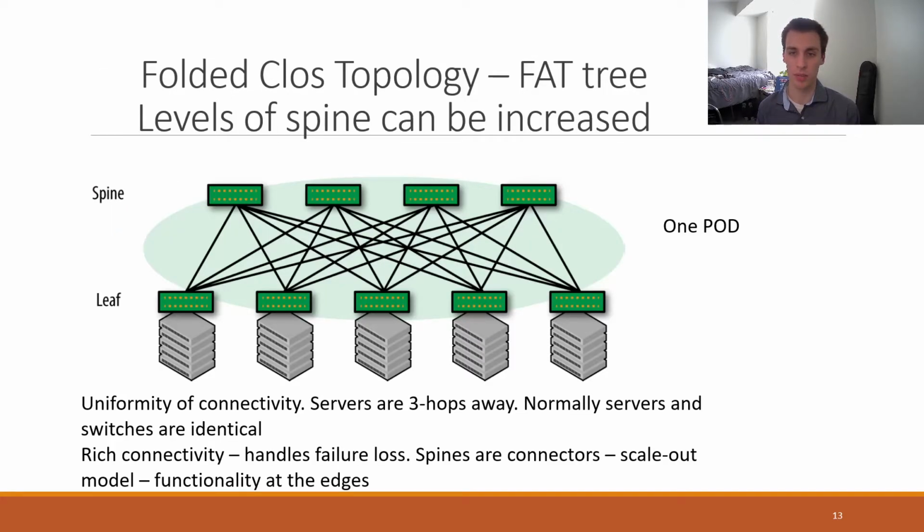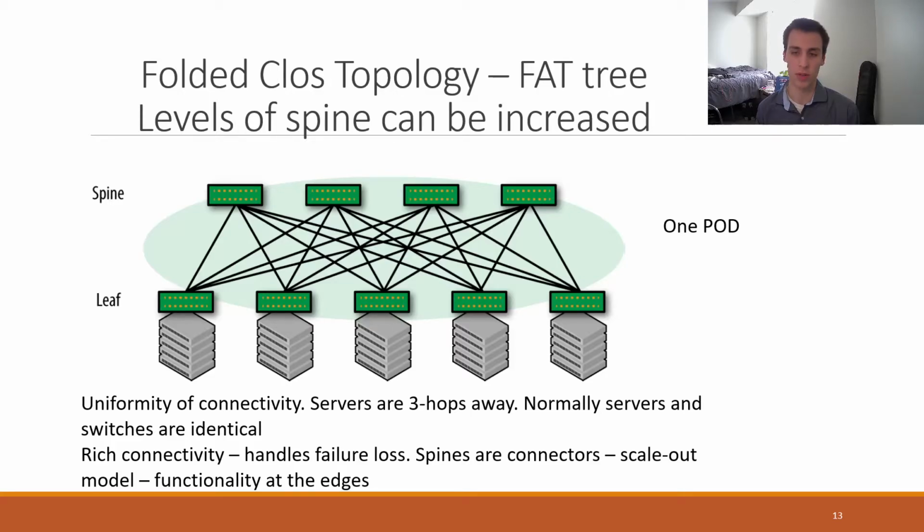Here's an example of a folded Clos topology. The green rectangles are network switches, and the gray boxes are server racks. The switches on the top of the server racks are commonly called top-of-rack switches, or TOR devices. Here, the TOR devices are in the leaf of the folded Clos topology.